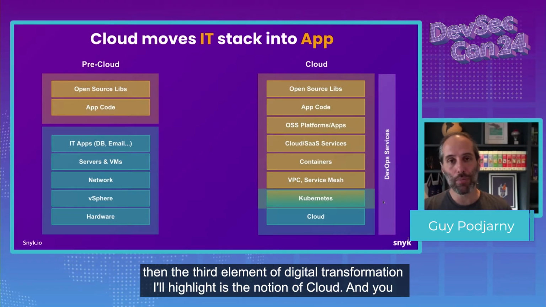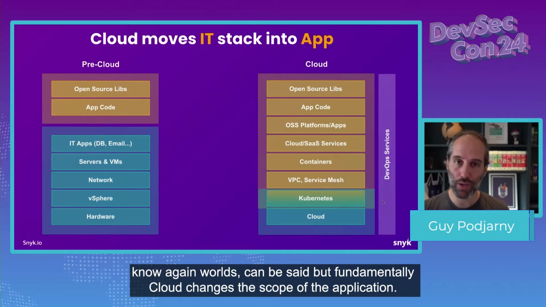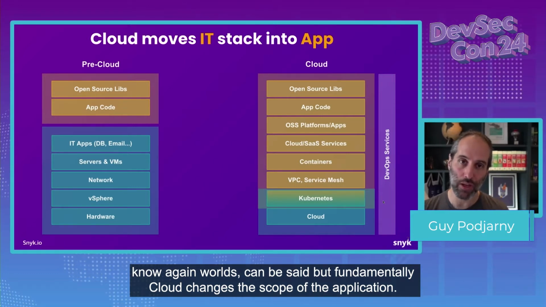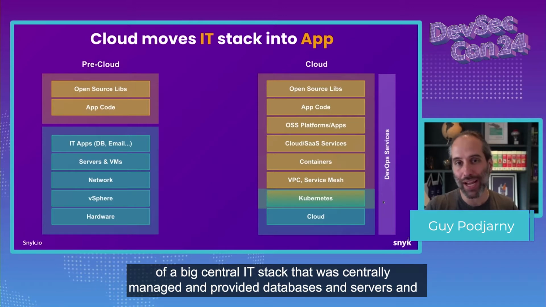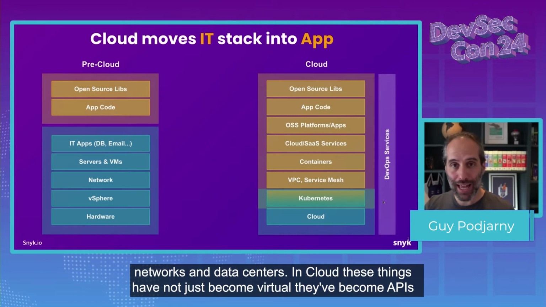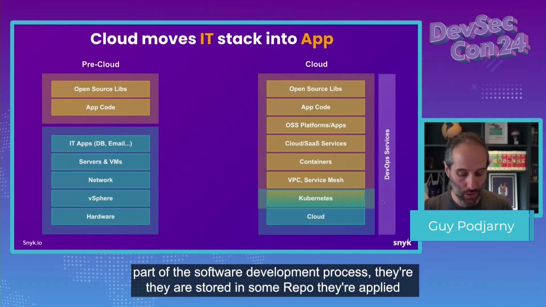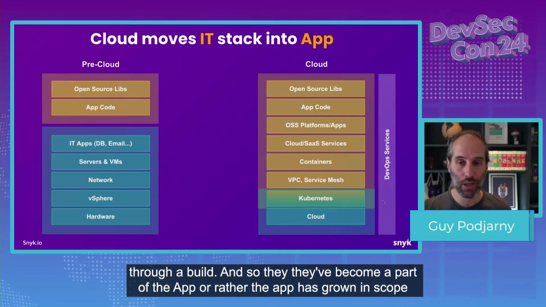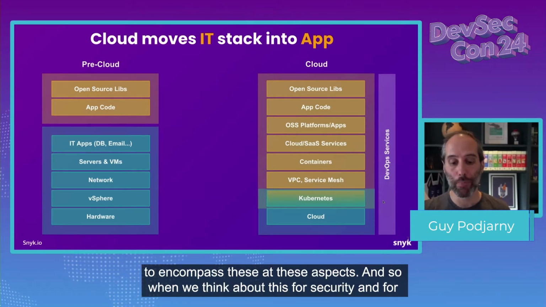And then the third element of digital transformation I'll highlight is the notion of cloud. And, again, words can be said, but fundamentally, cloud changes the scope of the application. In the pre-cloud era, an app was mostly some code and some libraries, and they were sitting on top of a big central IT stack that was centrally managed and provided databases and servers and networks and data centers. In cloud, these things have not just become virtual, they've become APIs. And they are invoked and managed through the repository. They're a natural part of the software development process. They are stored in some repo, they're applied through a build. And so they've become a part of the app, or rather the app has grown in scope to encompass these aspects.